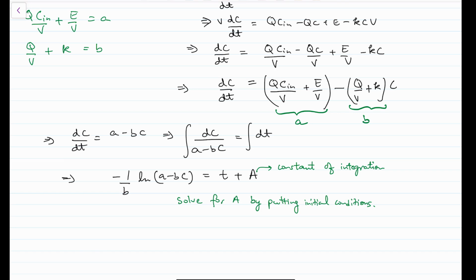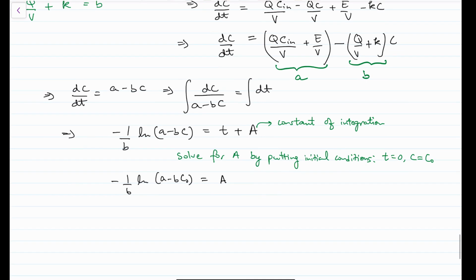So the initial conditions are, at time t equal to 0, C is equal to C naught. And if I do that, let's see what that gives us. So now if I put this back in the equation, what does that give us?